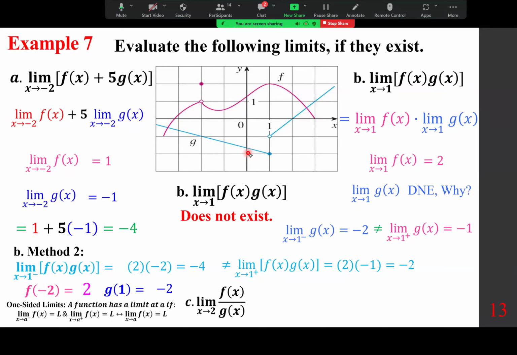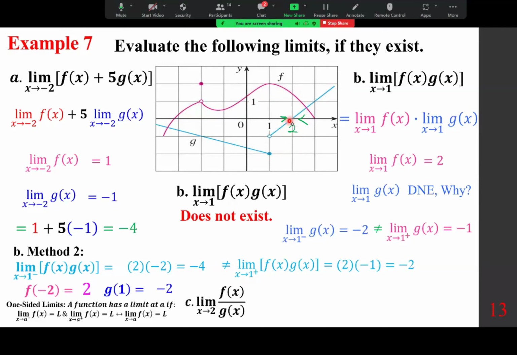What about this one? The limit of f of x over g of x as x approaches 2. Well, when x approaches 2, let's pick up this color. So this is number 2. We are going this way. We are going this way. And I hope you see that f of x is going this way, and it's probably, I don't know, 1.5 or something. So it has some number. Let's say 1.5. But what about the g?